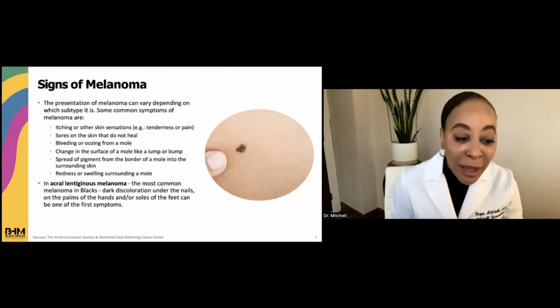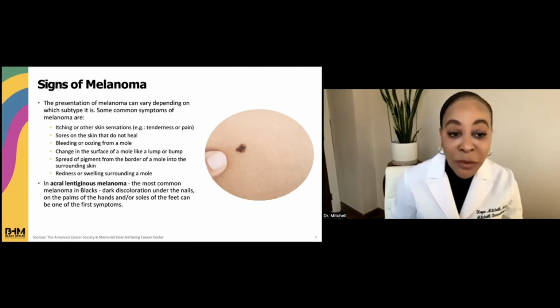And then keep in mind that melanomas, although they can occur anywhere on the skin, in Black people, the most common form of melanoma, the acral lentiginous melanoma, tends to occur in areas that don't see sun exposure. That means they can occur in areas such as the groin, the palms of the hands, the soles of the feet, and even under the nails.